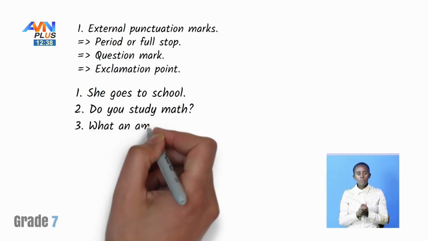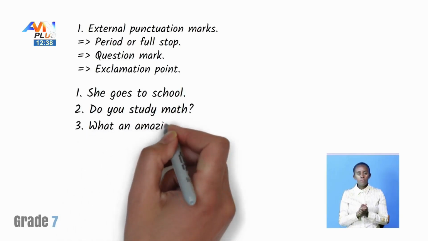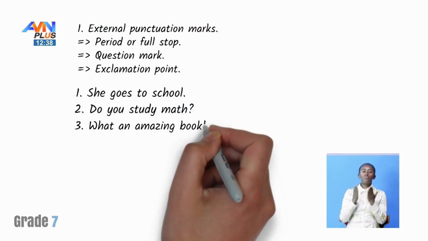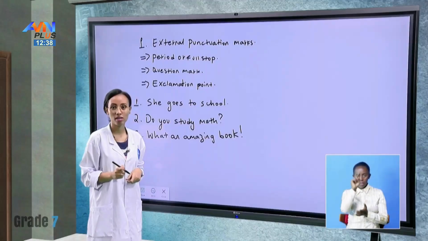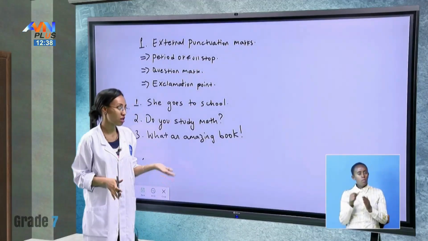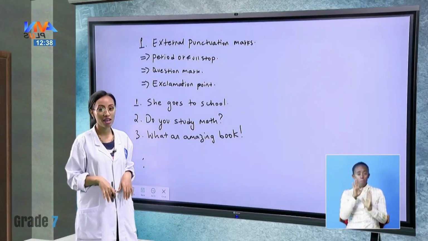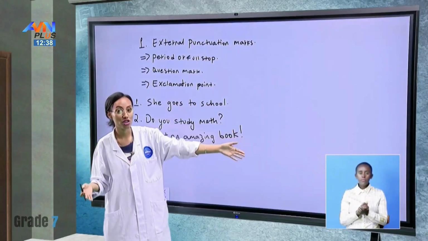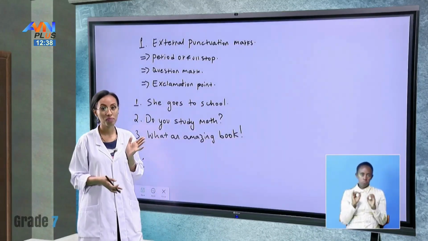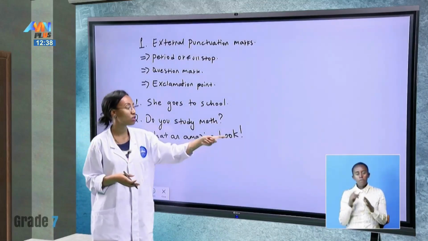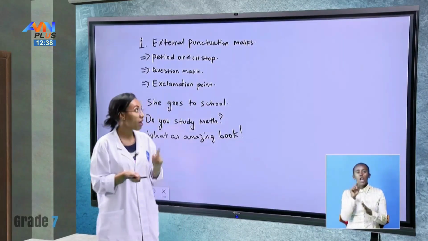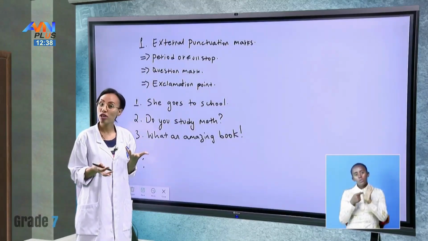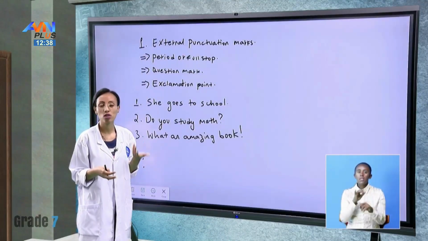Another example. What an amazing book! Exclamation point. What an amazing book. So we have finished our idea. And if that is the case, then again, it is external. It is not internal. So we have finished our thought, so we use an exclamation point. All of these, they show what? They are punctuation, but they are external punctuations.